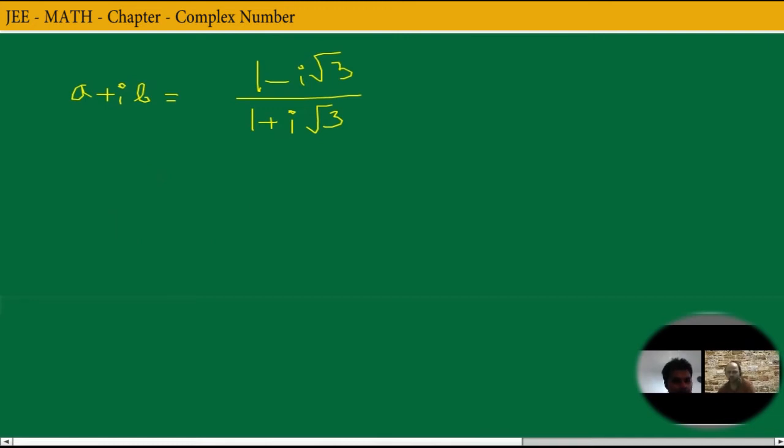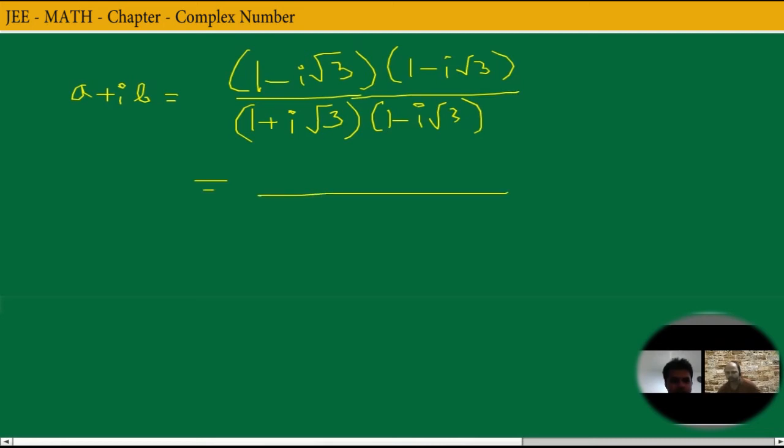Perfect. So can we do the same here? Yes. Okay, so what would be the multiplier? Into 1 minus i root 3 by 1 minus i root 3. Okay, that's great. So if we do this, what would be the denominator? It will be 1 square plus i root 3 square. Yes, it will be 1 plus 3, so 4. So what about the numerator?